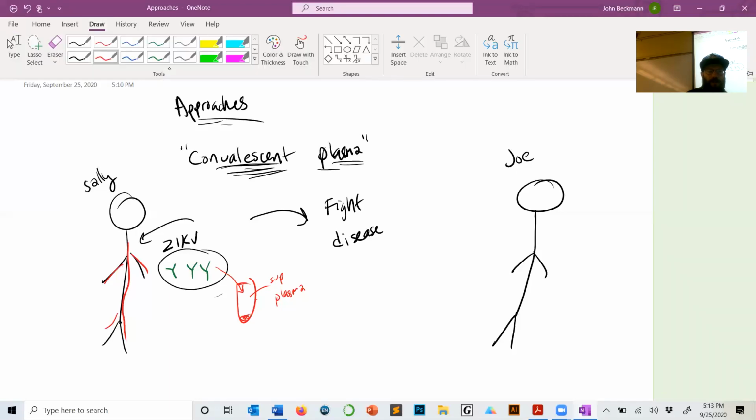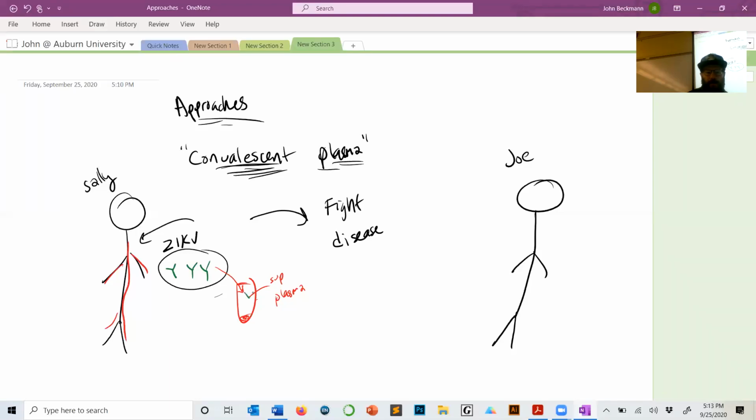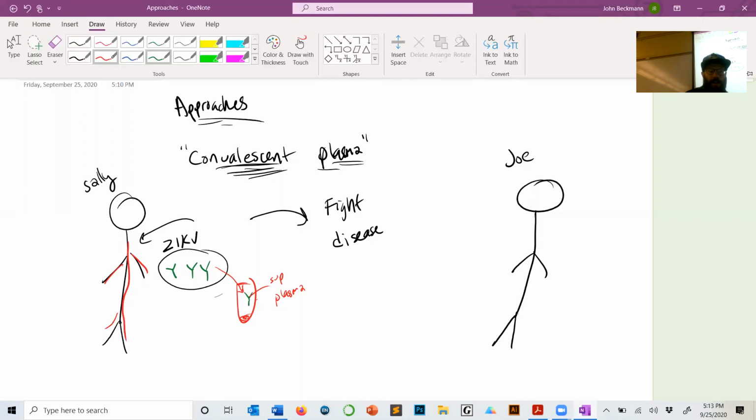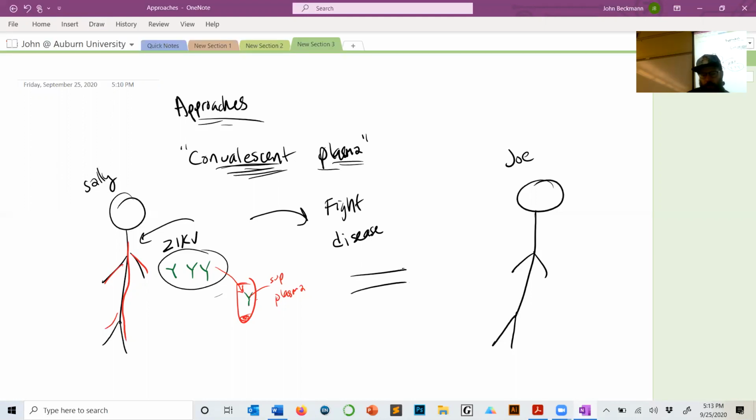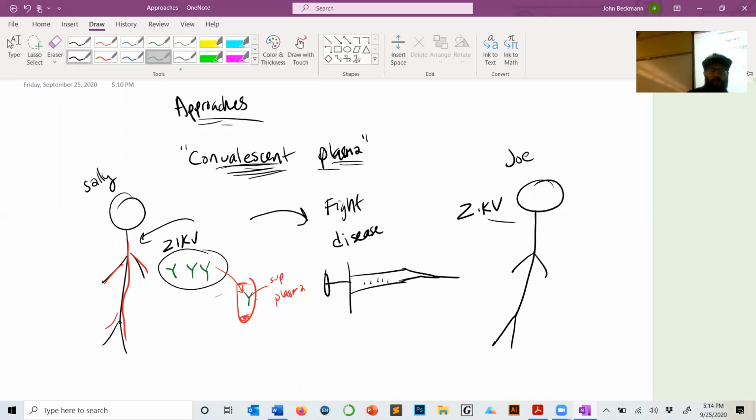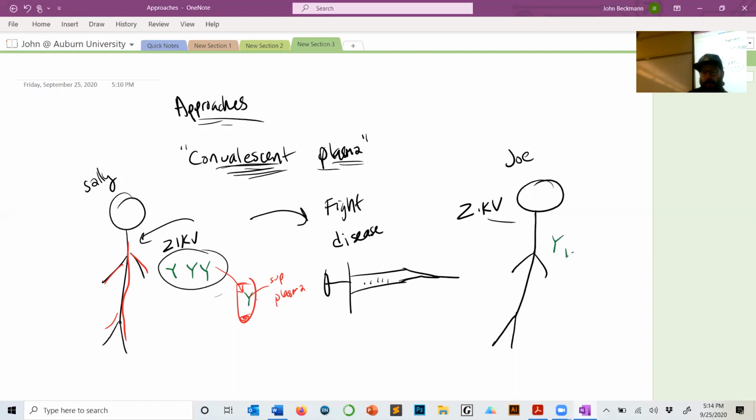So now what you can do with that convalescent plasma is you can take that plasma, put it in a syringe, and inject it in Joe. If Joe gets Zika virus and he's very, very sick, inject him with Sally's plasma. Now all of a sudden you bolused him with IgG antibodies that recognize the Zika virus that can help his immune system fight off the virus. That's the idea of convalescent plasma.